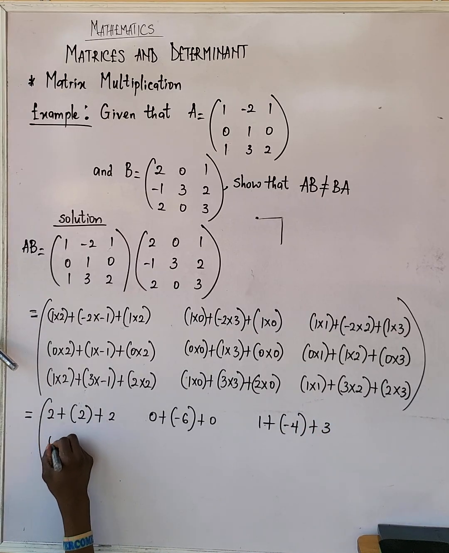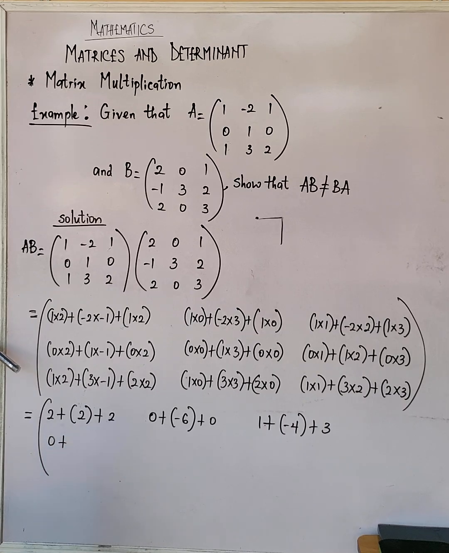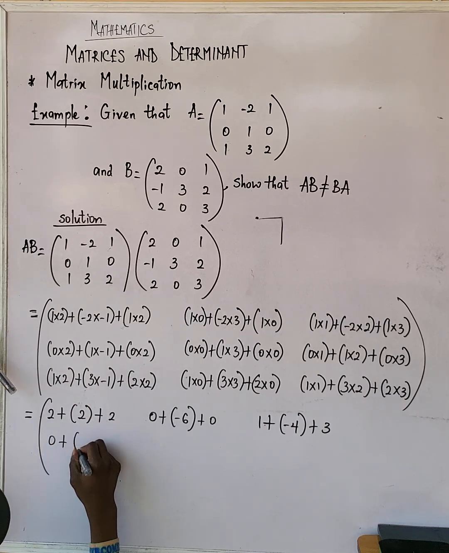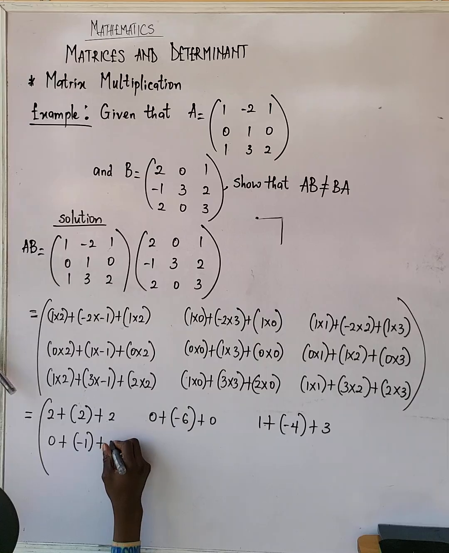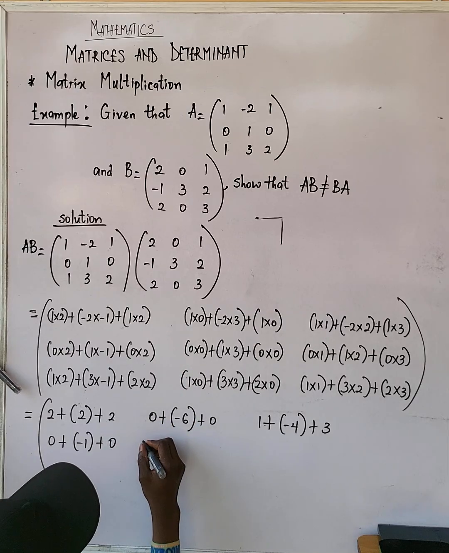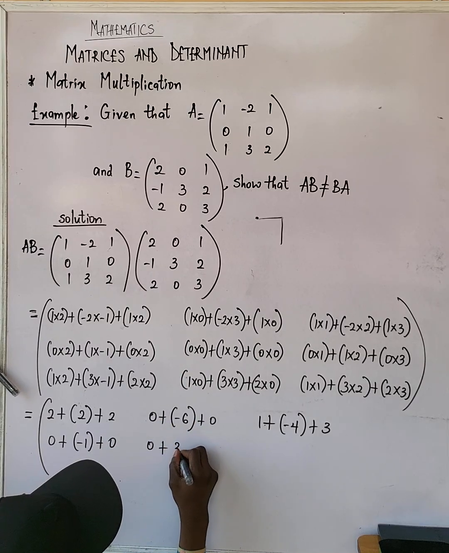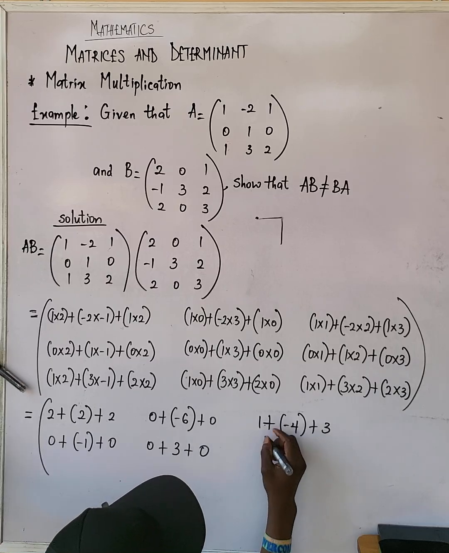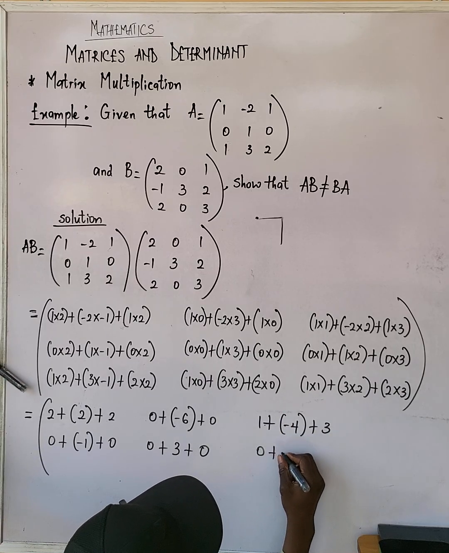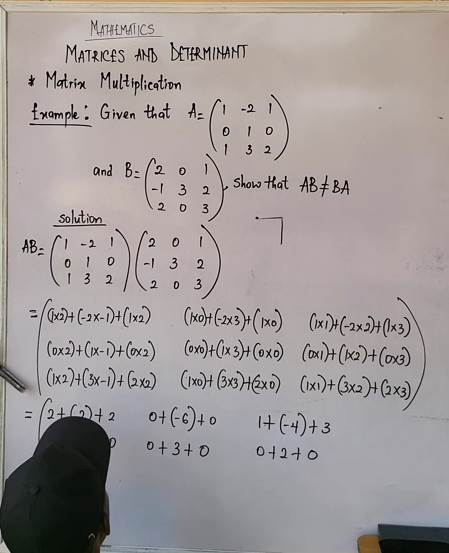Let's come. 0 multiplied by 2, 0. We'll put the plus. 1 multiplied by minus 1, that's minus 1. Then plus 0 multiplied by 2 is 0. 0 multiplied by 0, 0. Plus 1 multiplied by 3, 3. 0 multiplied by 0, 0. 0 multiplied by 1, 0. 1 multiplied by 2 and 0 multiplied by 3.